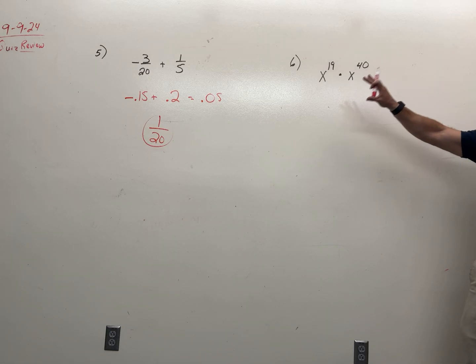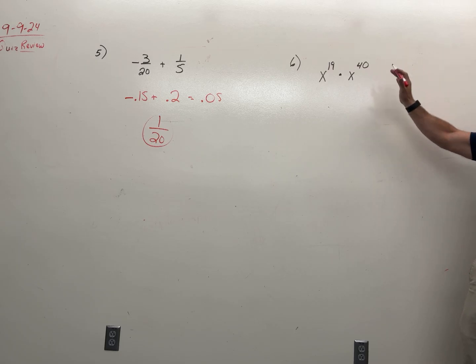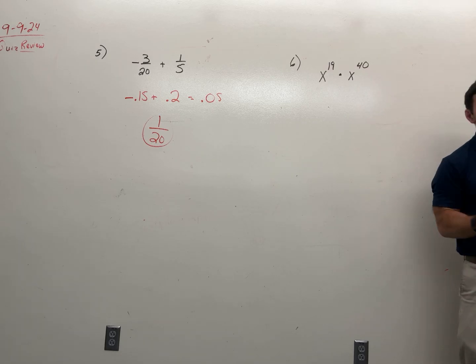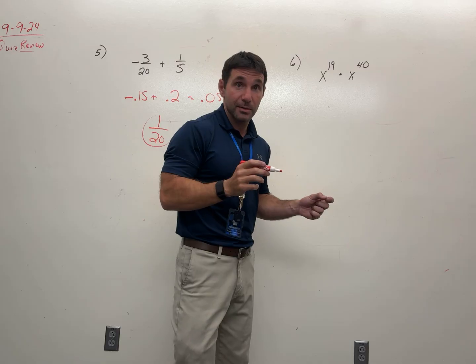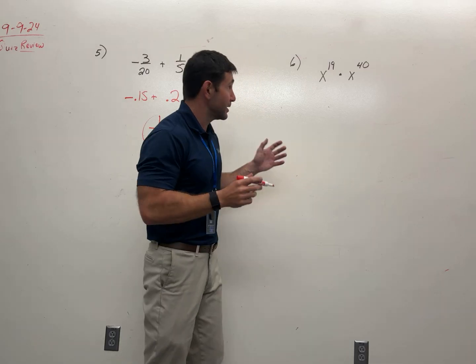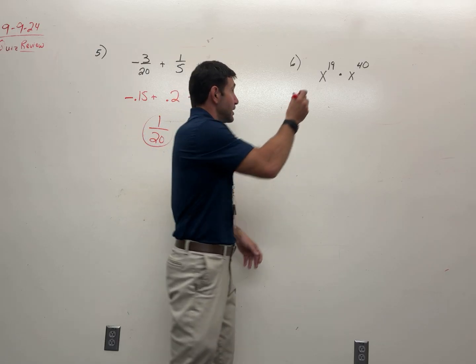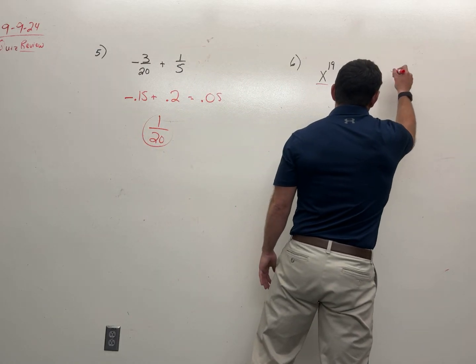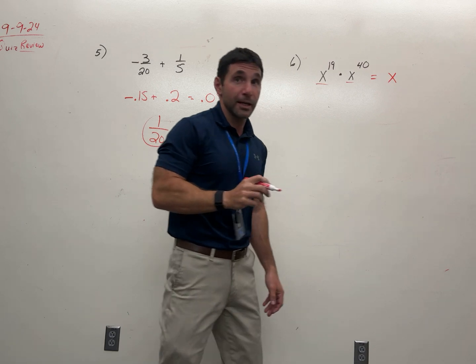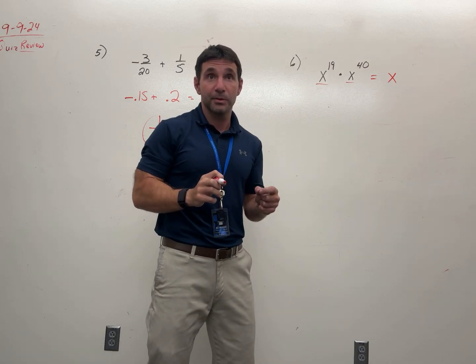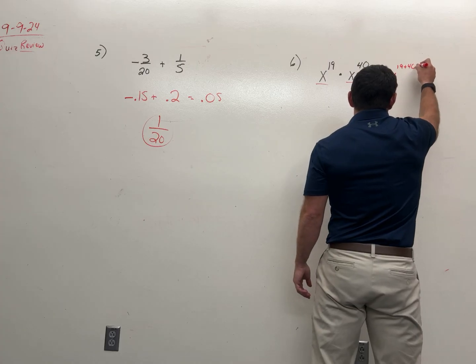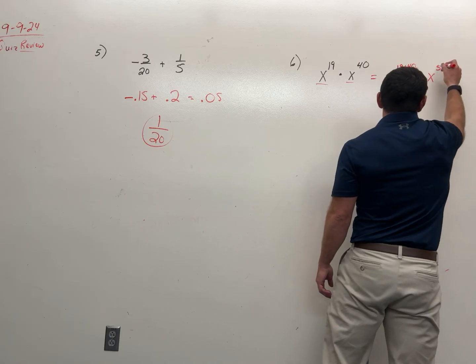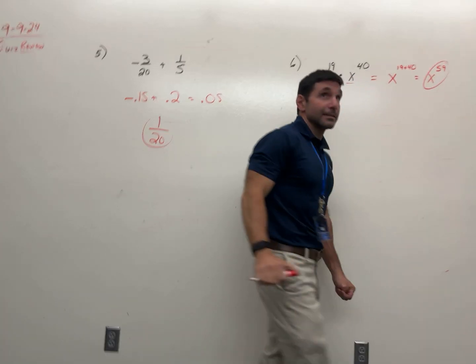This one, you can't use a calculator and substitute in an x. We are multiplying like bases. What is the like base, Riley? What letter? X. The x's are the same. We keep the x when we're multiplying like bases, and we do what with the exponents? Add them. We add the 19 and the 40. That leaves me with x to the 59th.